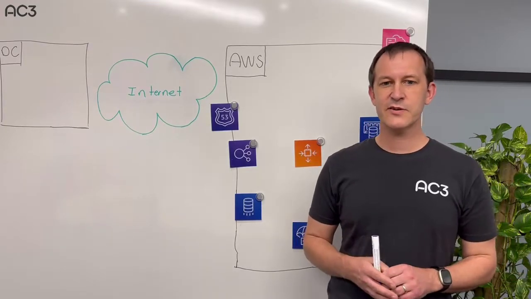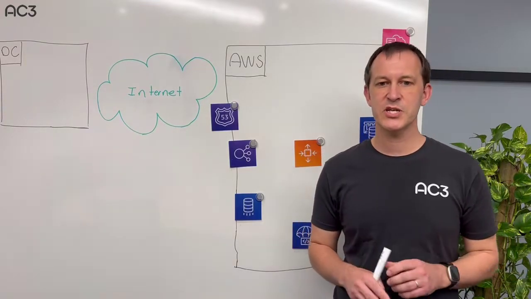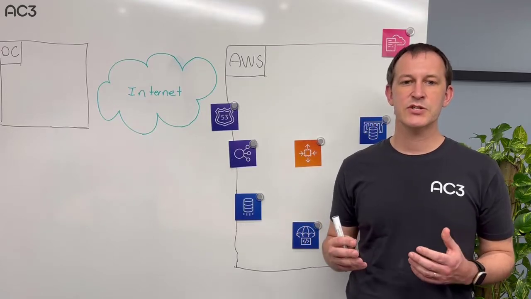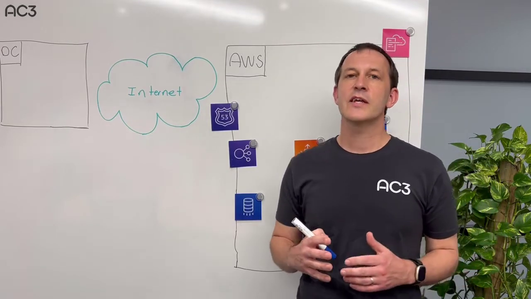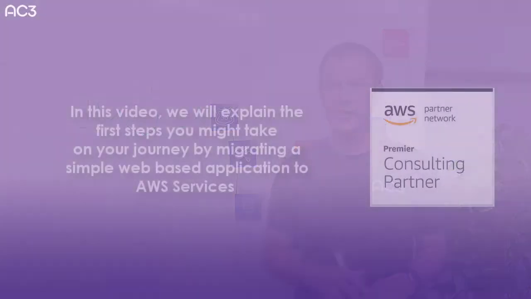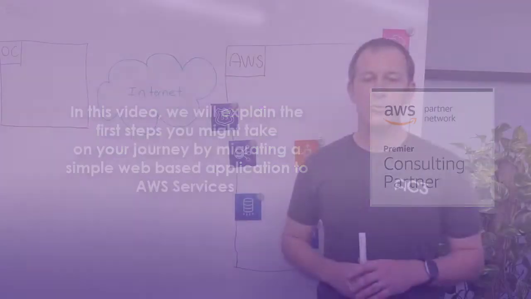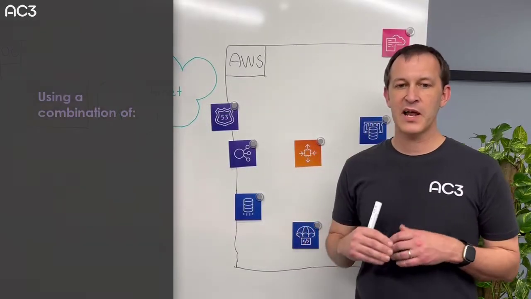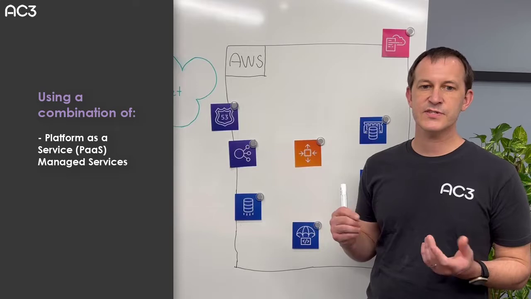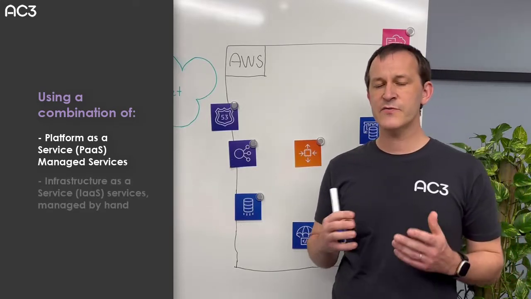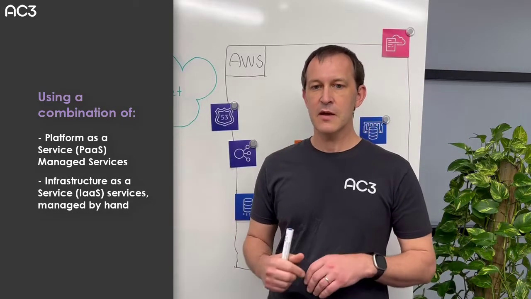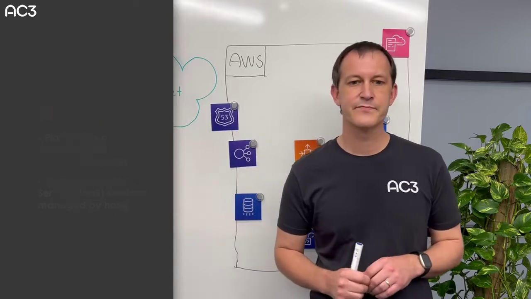In this series we are exploring application transformation and taking an application on the journey to cloud nativeness. In this video we will explain the first steps you might take on your journey by migrating a simple web-based application to AWS Services. We'll be using a combination of platform as a service, managed services, and some infrastructure as a service services, kind of managed by hand.